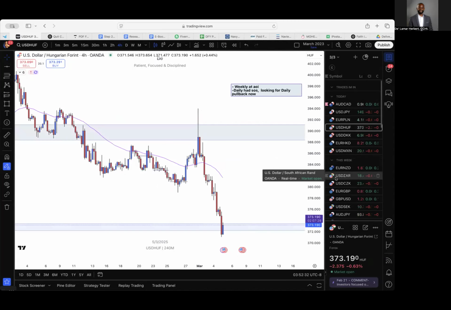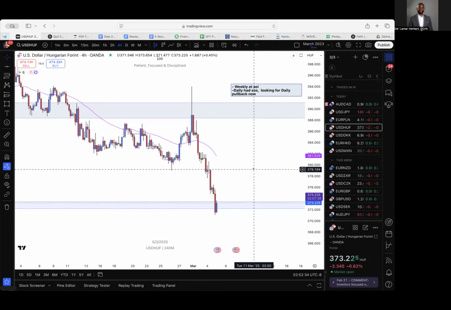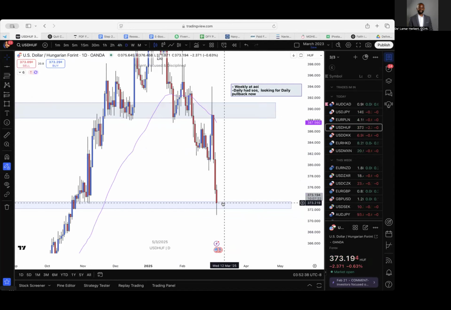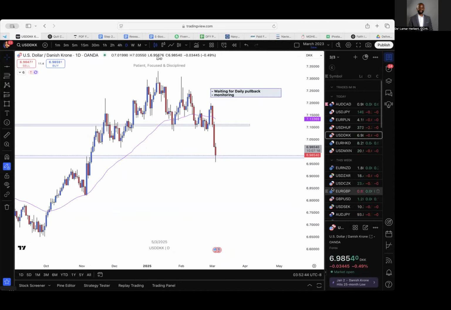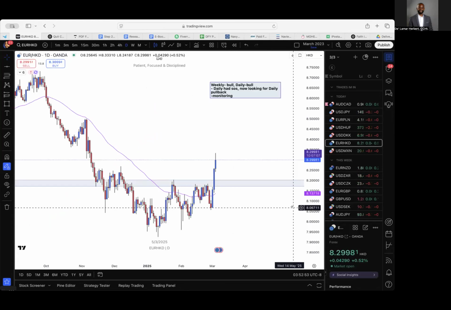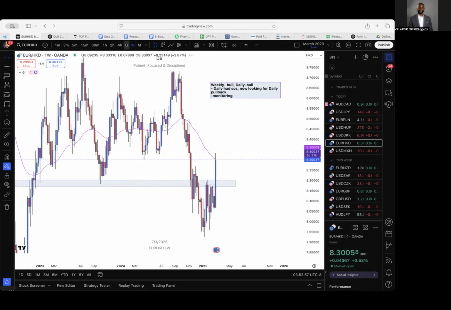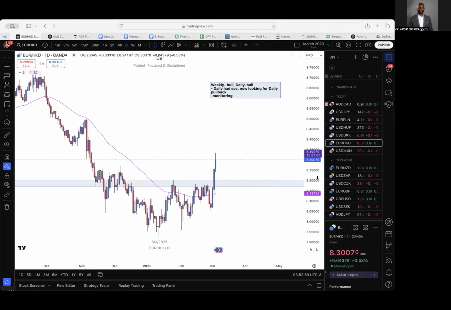Okay, USD HUF here. We're still waiting for daily pullback. We had the shift. Now we're just still waiting for that daily pullback. We're at that area of interest. This will be a nice trade down. USD DKK. Same thing. We're at that area of interest, looking for a daily pullback. Euro HKD. We are at the higher high weekly, but we are in synchrony. We're just looking for that daily pullback to then look at that higher low to enter.